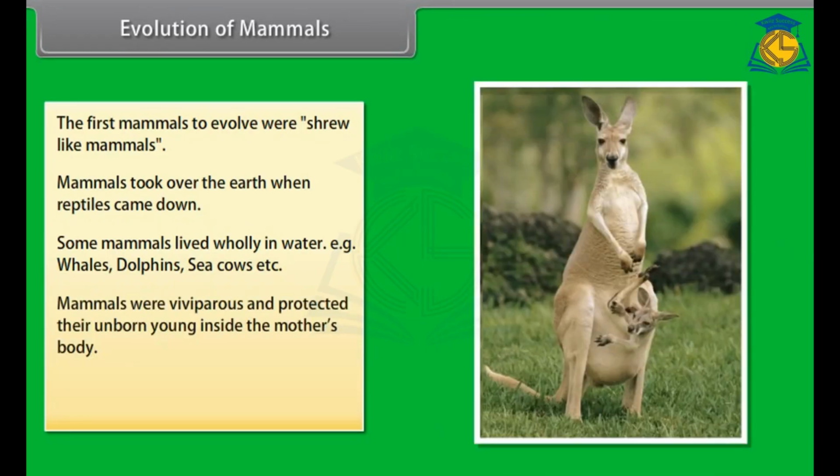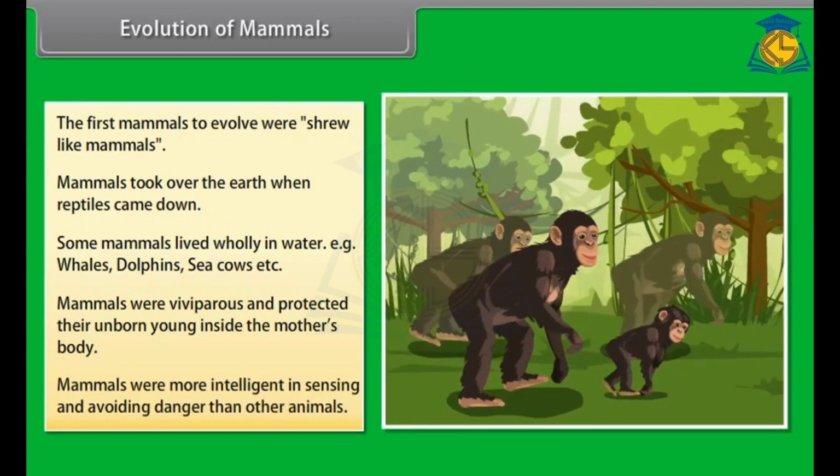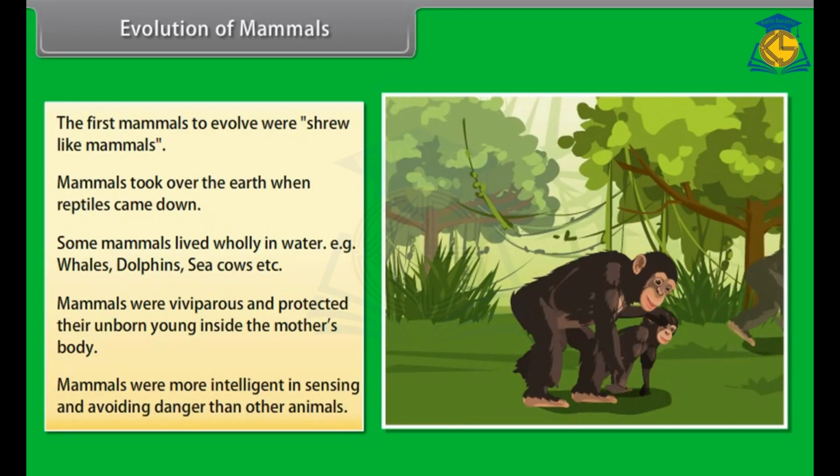Mammals were viviparous and protected their unborn young inside the mother's body. Mammals were more intelligent in sensing and avoiding danger than other animals.